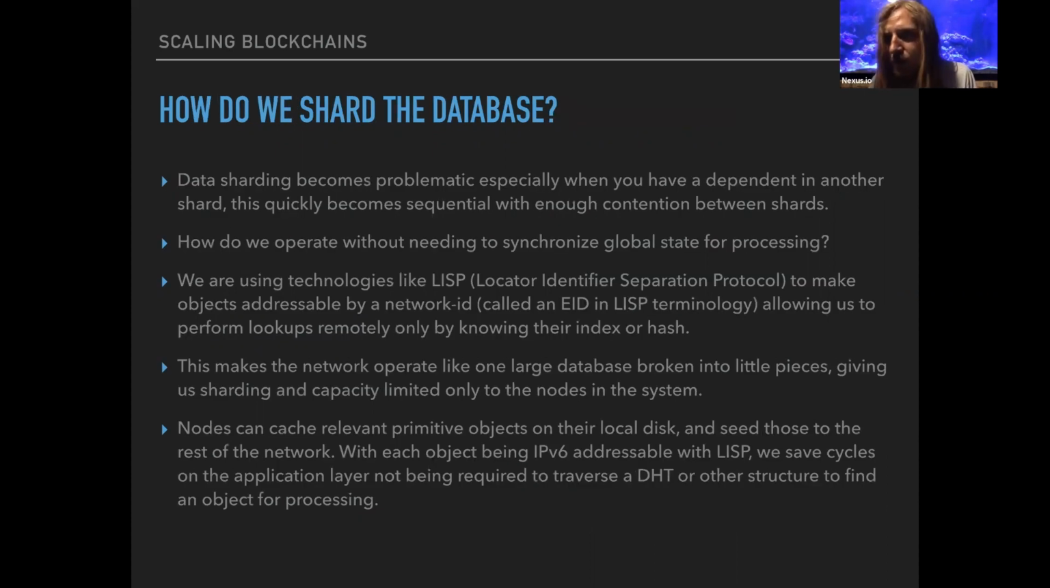So how do we shard the database? Data sharding becomes very problematic, especially when you have a dependency in another shard, right? Like I have to credit a debit from another shard, because you're quickly going to integrate into sequential, because in order to verify that credit, I have to verify the prior debit, right? So how do we operate this without needing to synchronize this global state for processing?